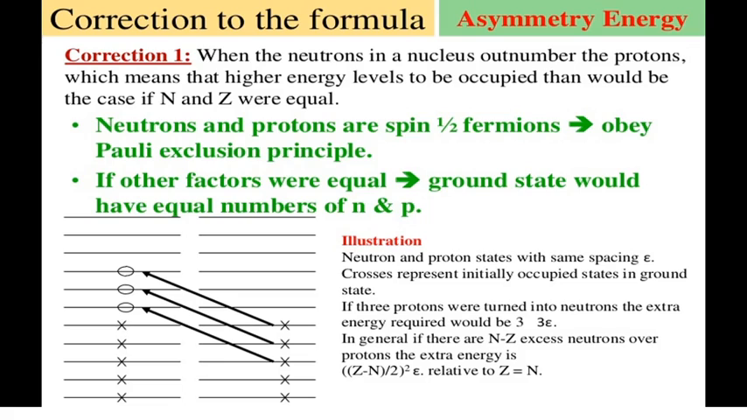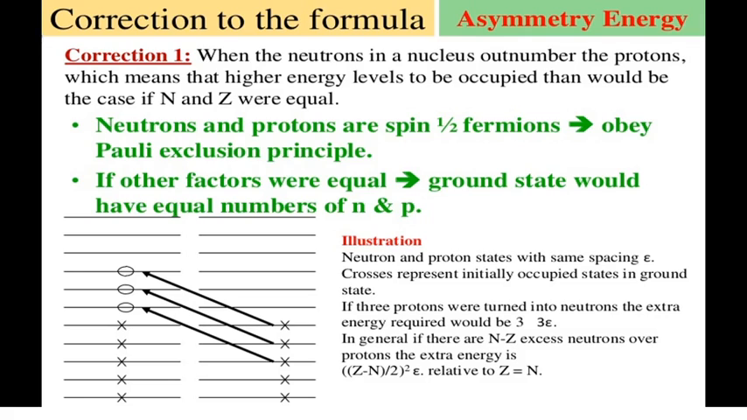We know that nuclei having an equal number of protons and neutrons are more stable, and therefore they possess maximum binding energy. So what happens when the neutron number is increased? When the neutron number is increased, it will decrease the binding energy and cause instability. And this is called the asymmetry energy contribution to the binding energy. So the first correction to the formula is asymmetry energy, which arises due to the higher number of neutrons inside the nucleus. We know that neutrons and protons are like electrons, that means they have spin half.